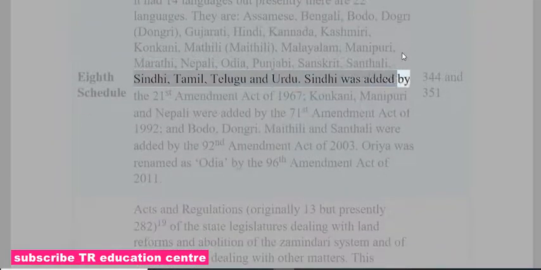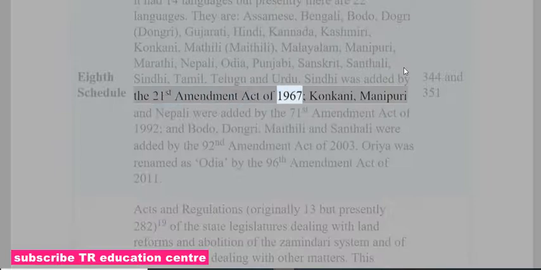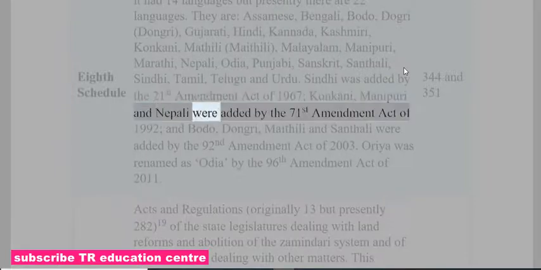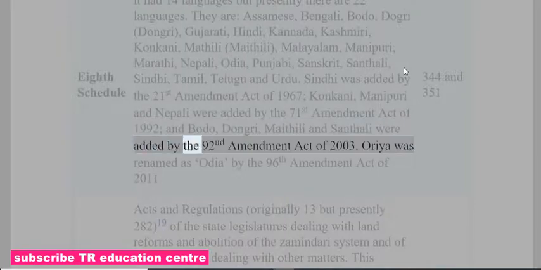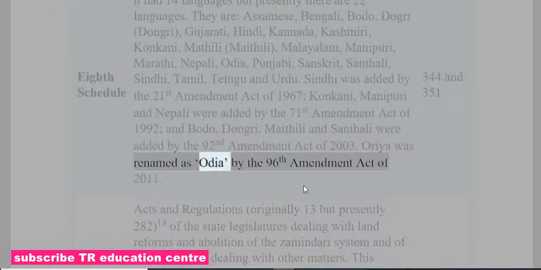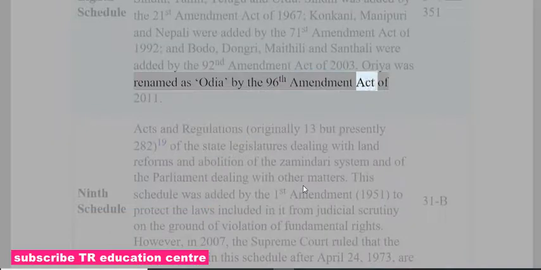Sindhi was added by the 21st Amendment Act of 1967, Konkani, Manipuri and Nepali were added by the 71st Amendment Act of 1992, and Bodo, Dogri, Maithili and Santali were added by the 92nd Amendment Act of 2003. Oriya was renamed as Odia by the 96th Amendment Act of 2011.